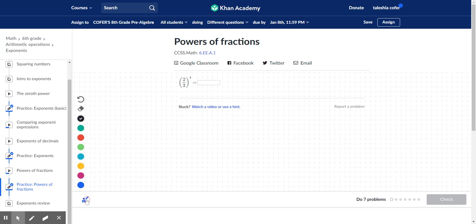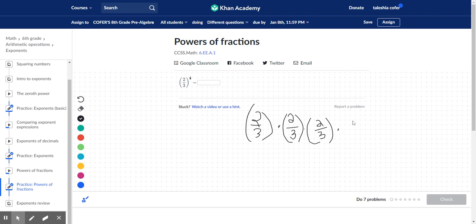When dealing with powers of fractions, we do them just like we do our normal powers, except we put them back as a fraction. So here we have 2 over 3, and they want us to do it 4 times, because remember, the 4 is our exponent, tells us to multiply by itself 4 times. So I have 2 over 3 times 2 over 3 times 2 over 3.